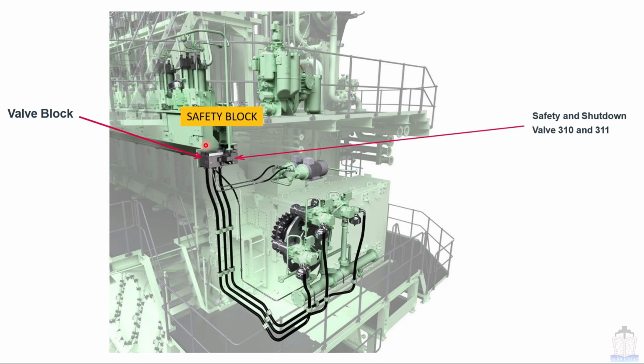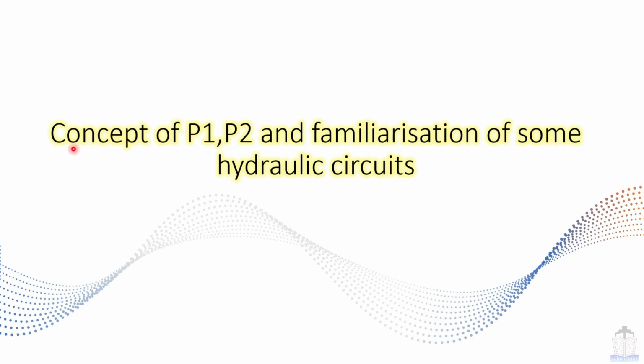This safety block is an example of the MEC engine. In the MEB engine, the safety block configuration is quite different. We will talk in detail about it in the MEB engine chapter. Now moving next, here we are going to see the concept of P1 and P2, which denote pressure, and familiarization of some hydraulic circuits.